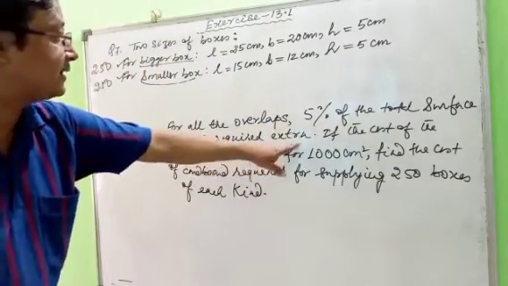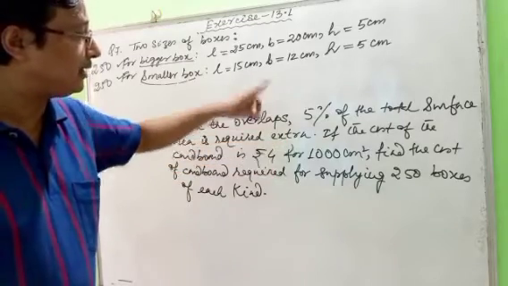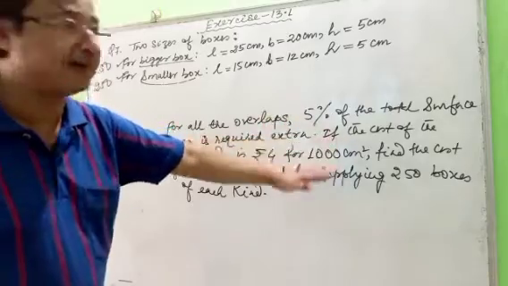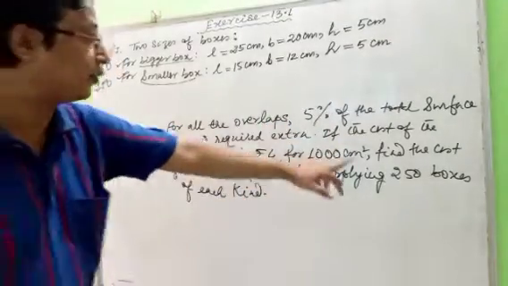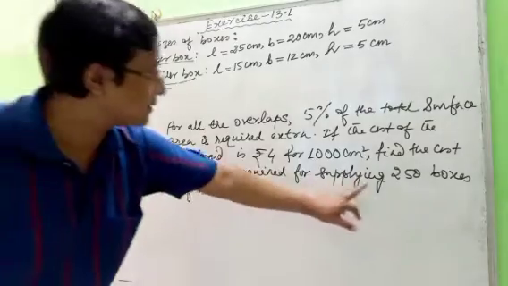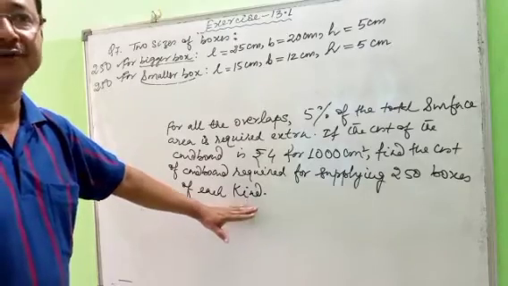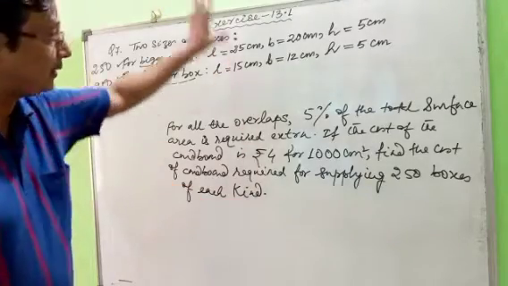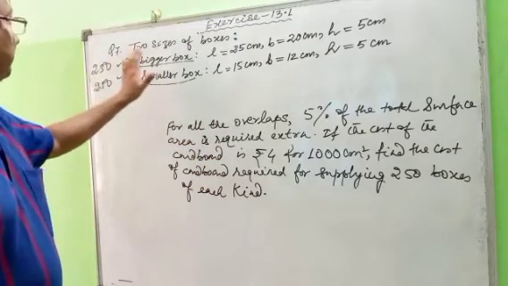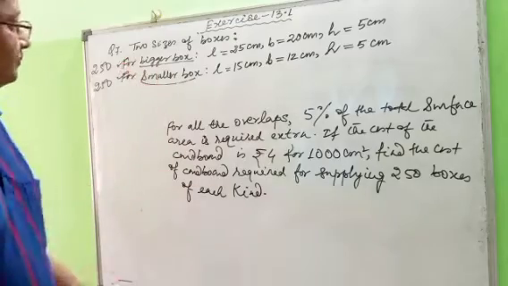That is why, since this one is extra area of cardboard, you are going to add 5% to the total, and then you are going to find the cost. They have told us to find the cost of cardboard required for supplying 250 boxes of each kind. So that means you are going to find the total cost of all these boxes, that is for the 250 bigger boxes and 250 smaller boxes.